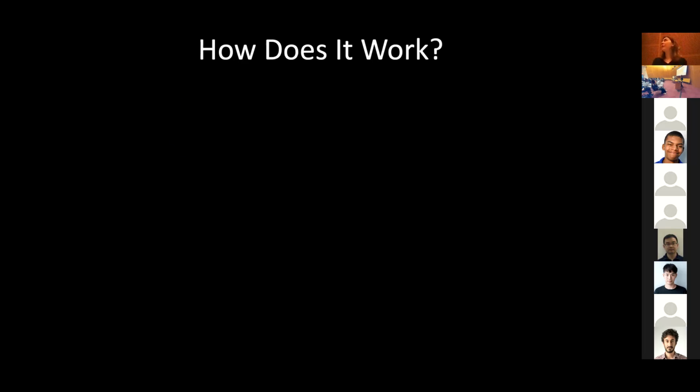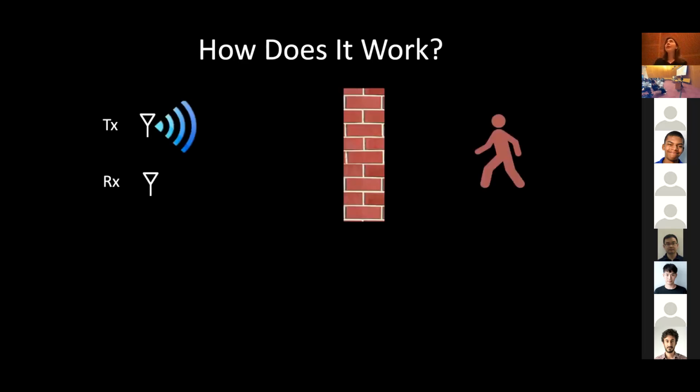So how does it work? When you transmit a wireless signal, it traverses walls and occlusions, and it reflects off the human body because our bodies are full of water. Some of these minute reflections will come back to your device. Now you want to analyze those minute reflections and from that get information about this person.